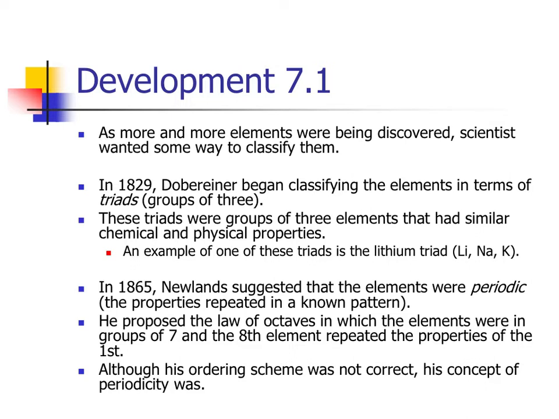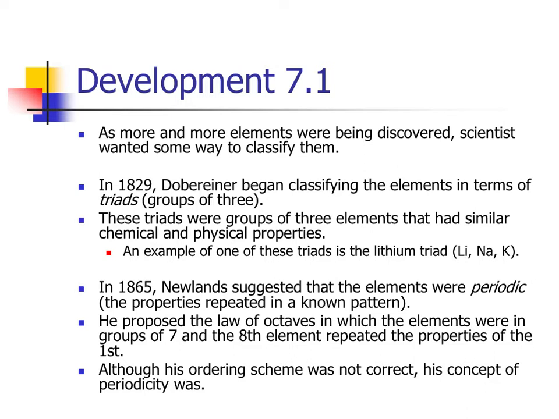Now, 1829, Dobereiner classified it in terms of triads. Triads, groups of 3. Now, many of these triads were grouped based on the fact that they had similar chemical and physical properties. Some of them still exist today. The most notable one is the lithium triad.